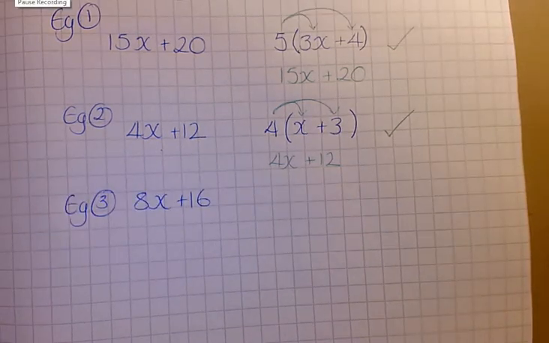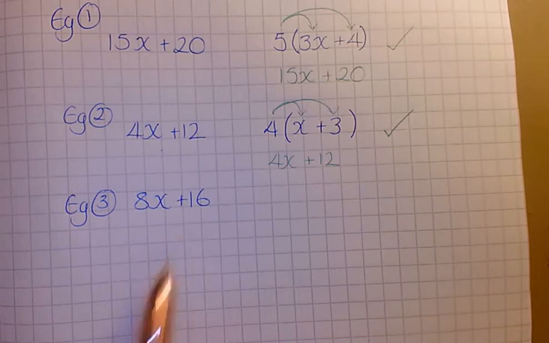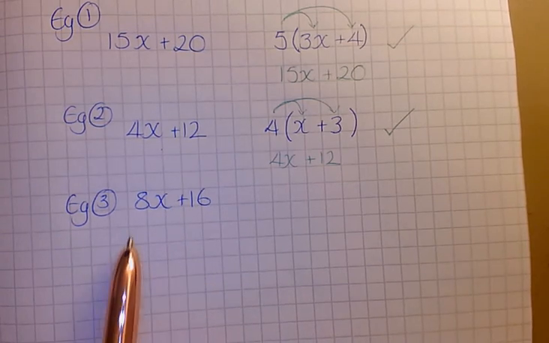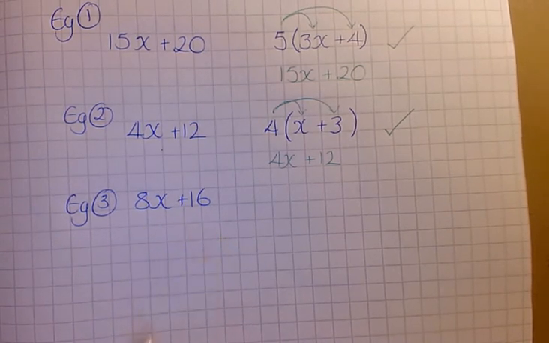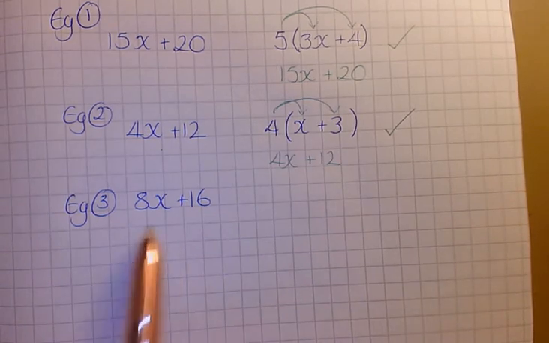Okay, we're going to have a look at a third example in these type of factorisations. So my third example is 8x plus 16. Again, we're looking for factors of both 8 and 16 to remove from the bracket. Now again, 2 is a common factor of both, 4 is a common factor of both, but it's 8 that is the highest common factor of both of these.